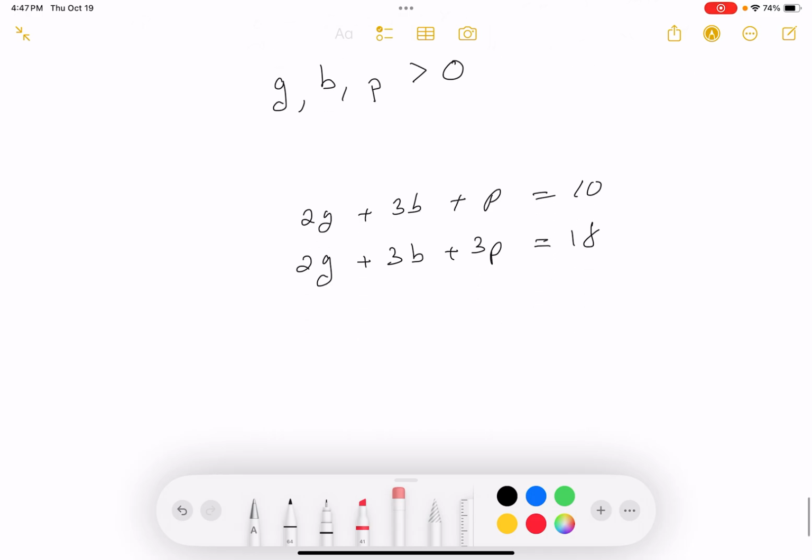And what I noticed about this guy over here is that it really doesn't look that bad. And the reason for that, I'm noticing that the equations look the same except for P. So what I'm going to do is subtract these two. I'll take this one and subtract this one. And let's write that down.